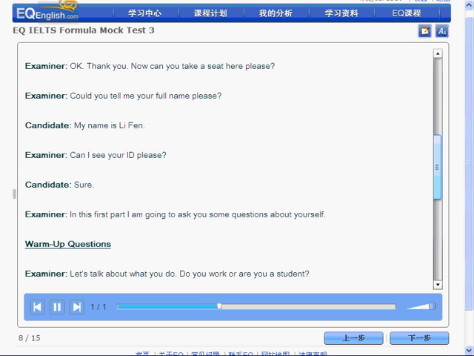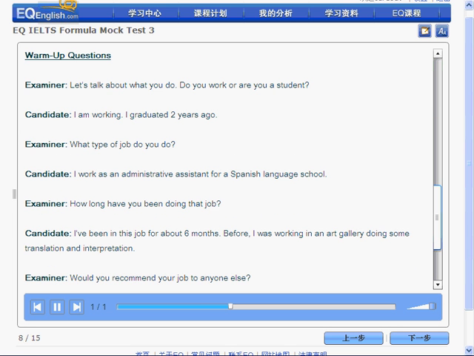Do you work or are you a student? I'm working. I graduated 2 years ago. What type of job do you do? I work as an administrative assistant for a Spanish language school. How long have you been doing that job? I've been in this job for about 6 months, and before that I was working in an art gallery doing some translation and interpretation. Would you recommend your job to anyone else?